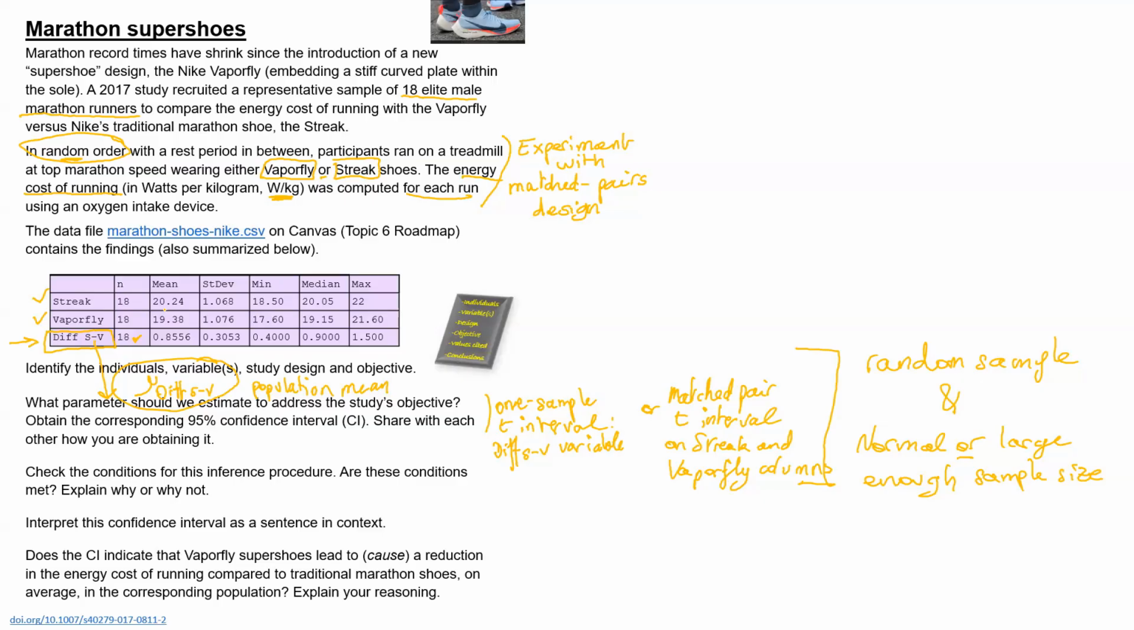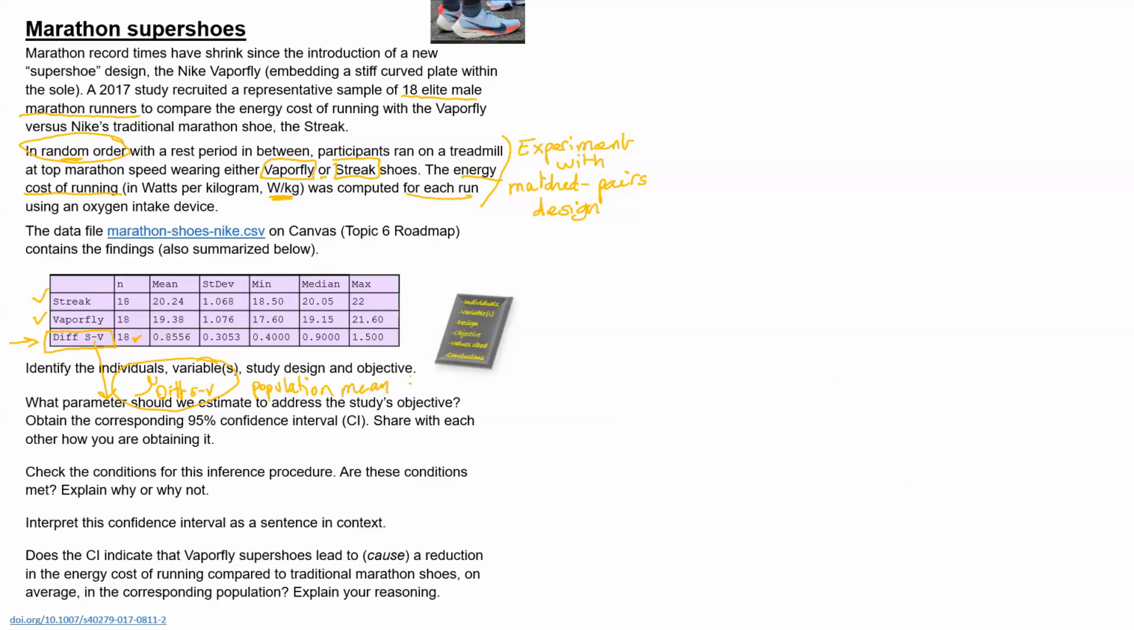Now let's interpret it in context. This confidence interval estimates the parameter mu of the variable difference S minus V. So we need to translate that in context.